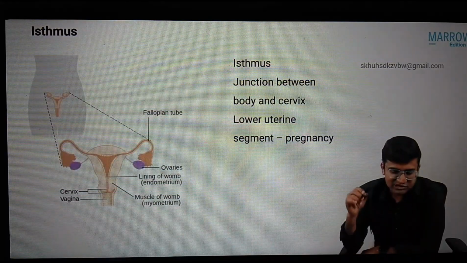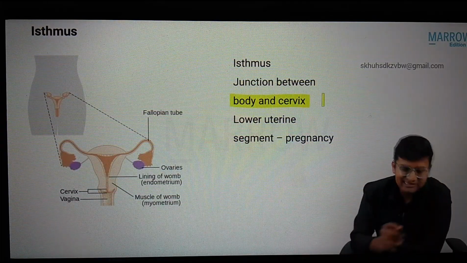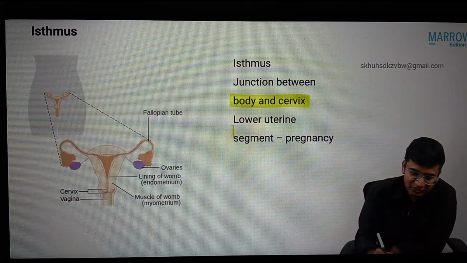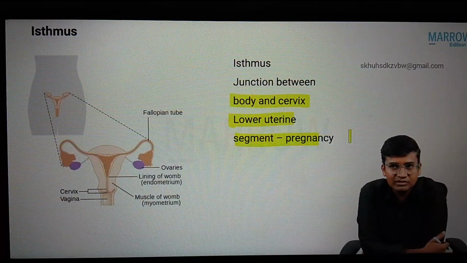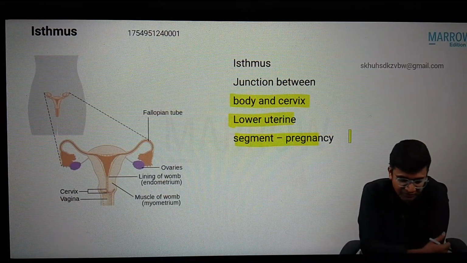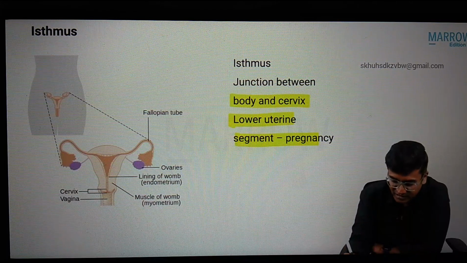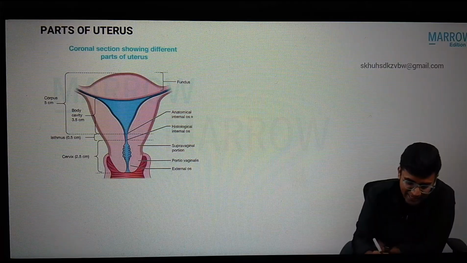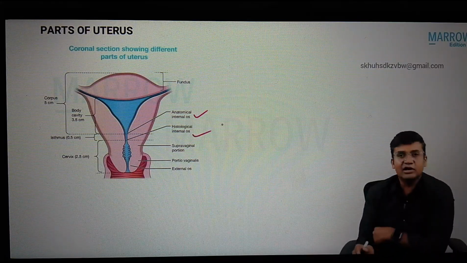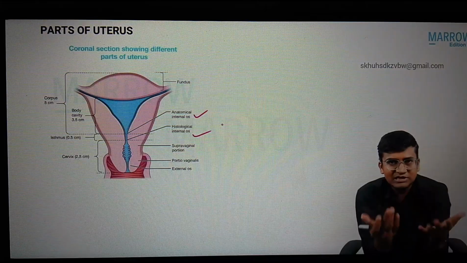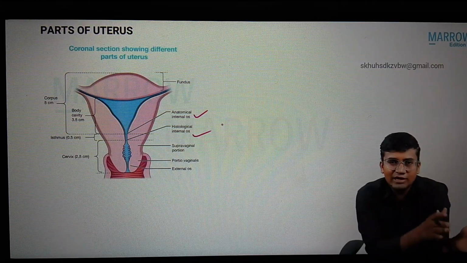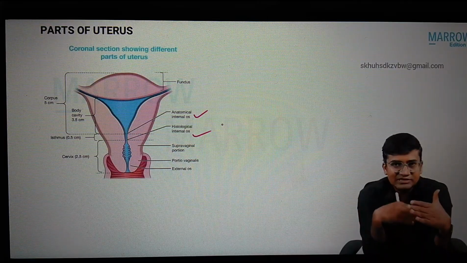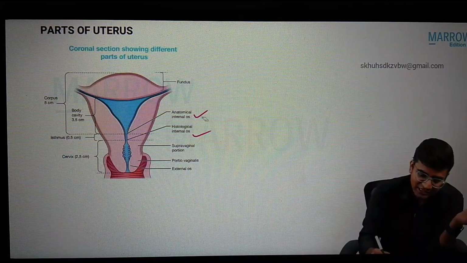Isthmus is the part which is present at the junction between the body and cervix. Now during pregnancy, this isthmus forms the lower uterine segment. This isthmus is exactly present between the anatomical internal os and the histological internal os. That is the location of the isthmus. I told you roughly it is present between the body and the cervix. Now, what is the exact location of the isthmus? It is present between the anatomical internal os and the histological internal os.